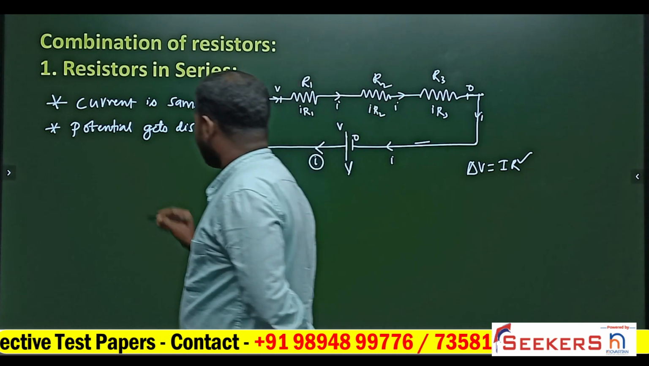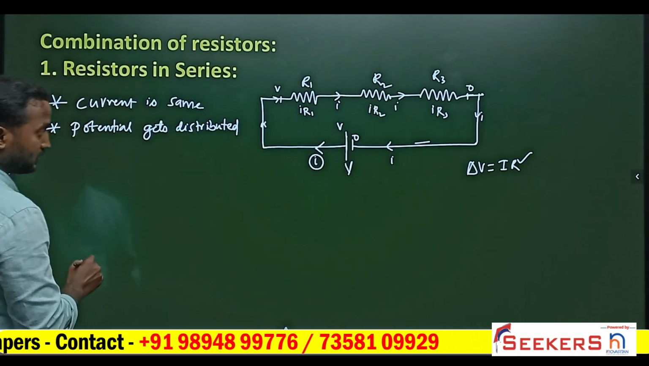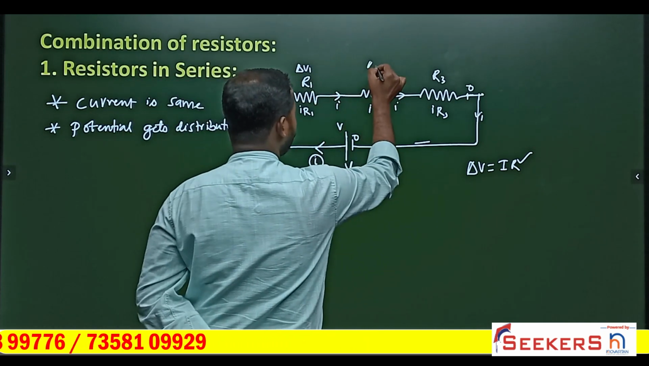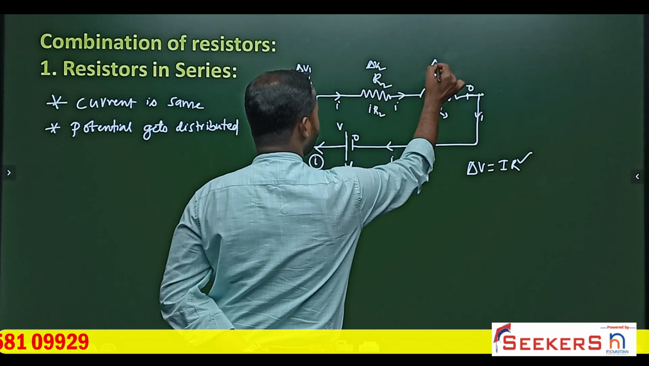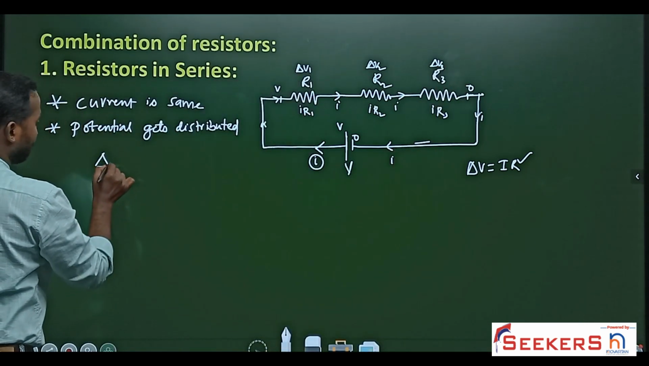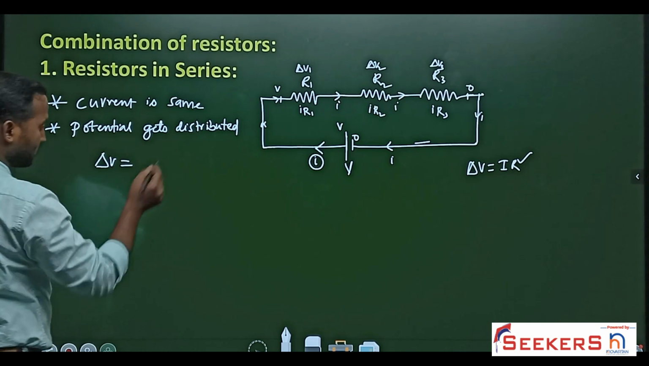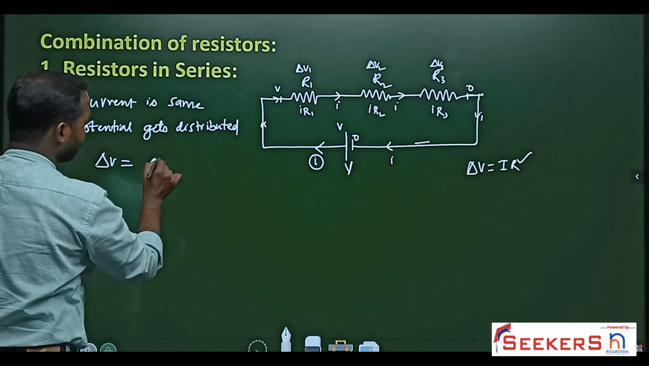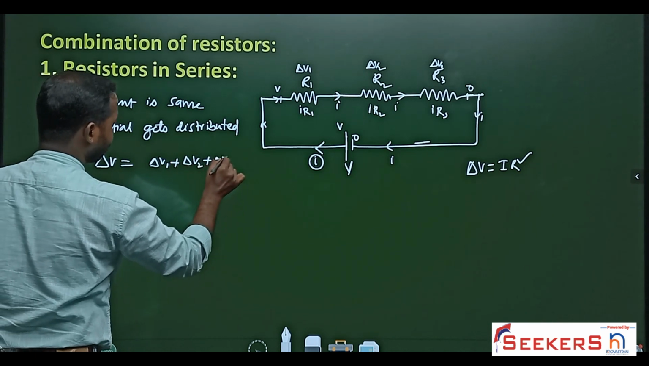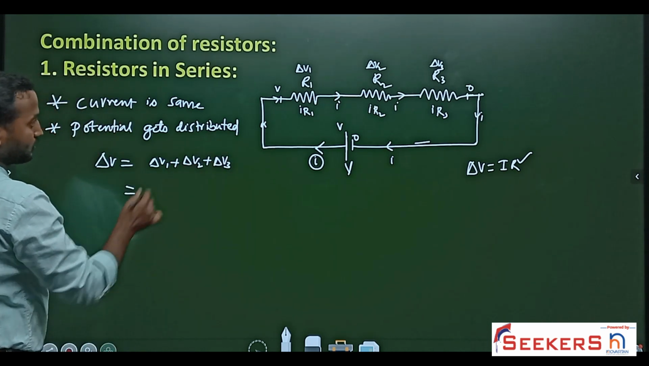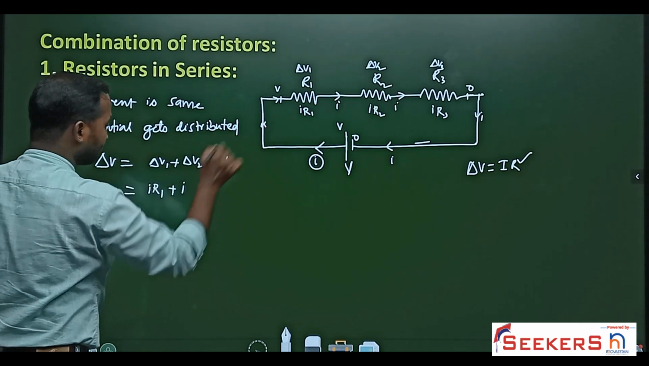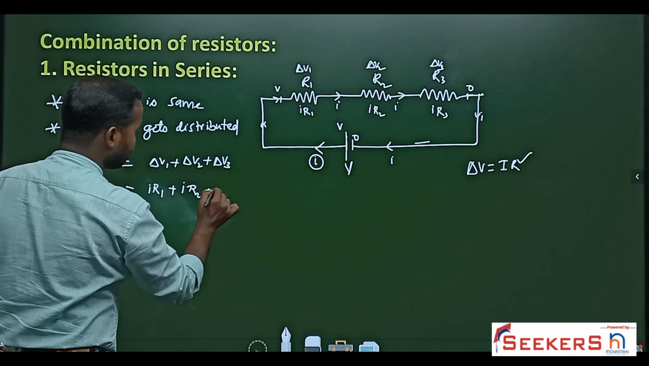Now you have seen that potential gets distributed. Let us say the potential drop here is delta V1, here it is delta V2, and across R3 it is delta V3. So the total potential difference delta V is delta V1 plus delta V2 plus delta V3. Delta V1 is IR1, plus delta V2 which is IR2, plus delta V3 which is IR3.